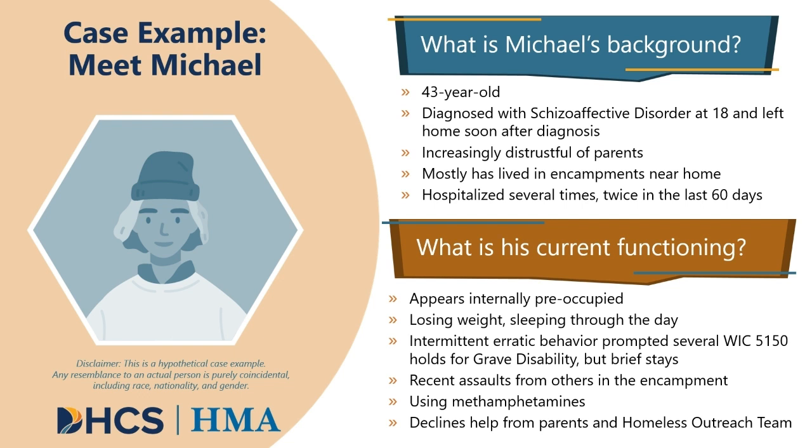So Brian and Sarah, his parents, have contacted the homeless outreach team who work with people who are unhoused and living in the encampment. When they see Michael there, they attempt to engage him in treatment. However, he declines any help they offer him. So this is Michael. Keep Michael in mind as we move through this process.